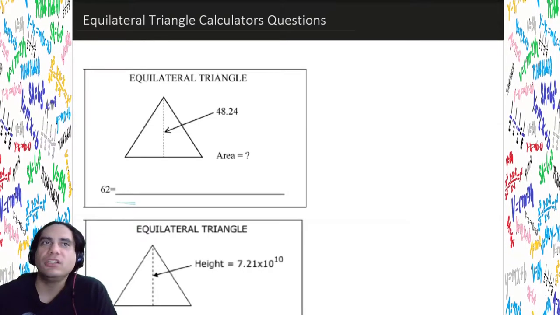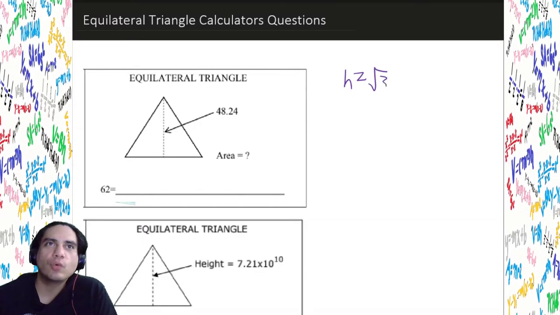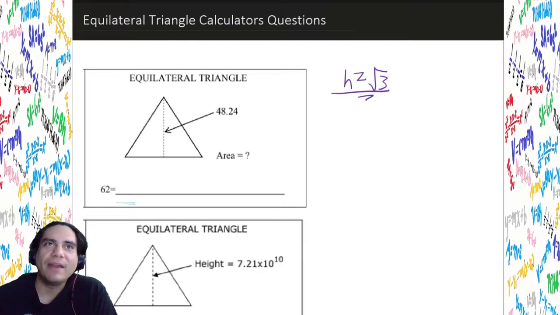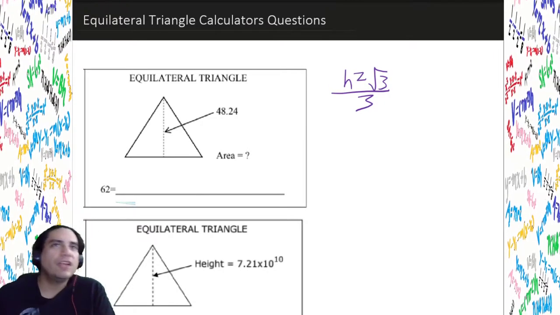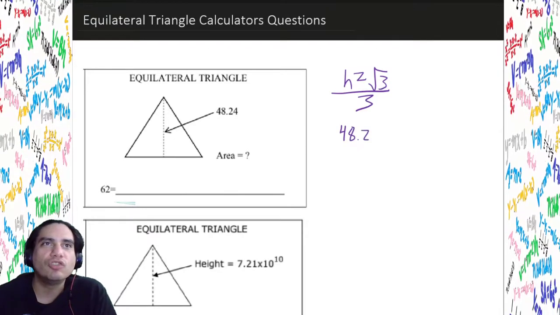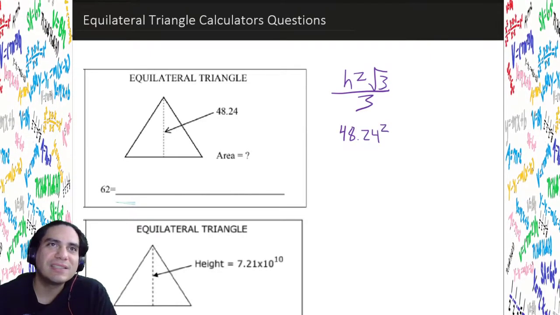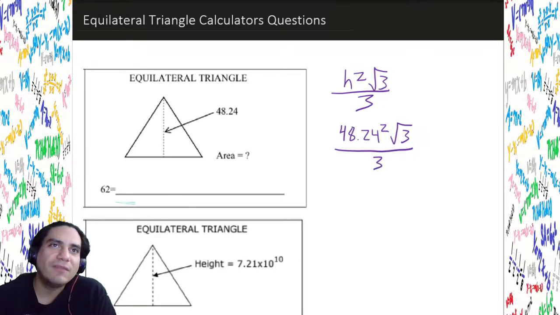We're looking for the area of an equilateral triangle. Height squared times the square root of 3 divided by 3. That's all it is, ladies and gentlemen. So all we have to do is substitute correctly. We got 48.24. Raise it to the second power. Multiply it by the square root of 3. And then divide by 3.